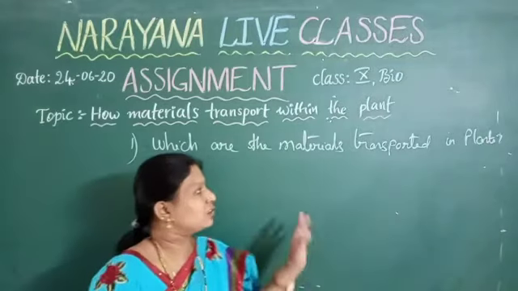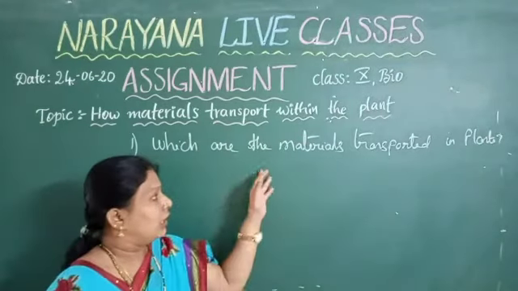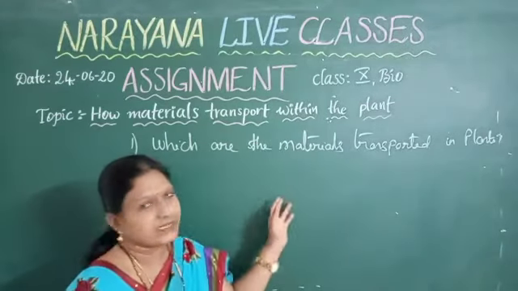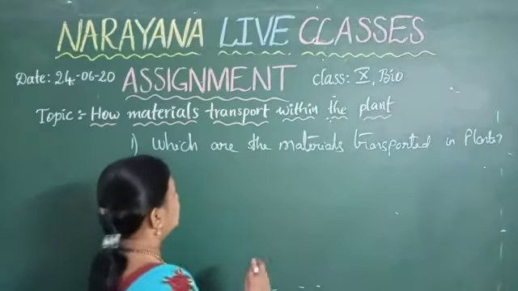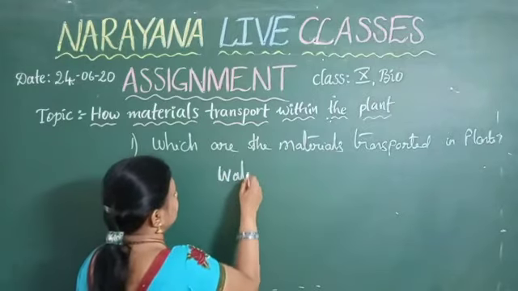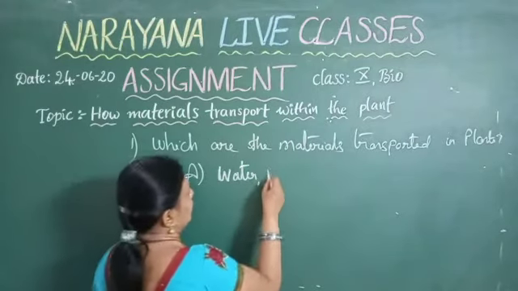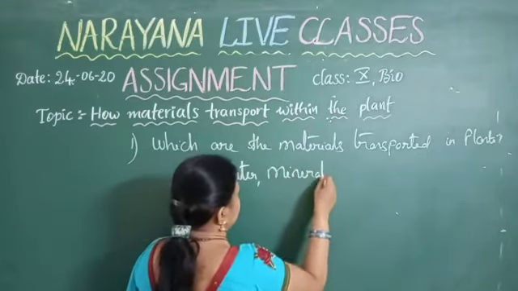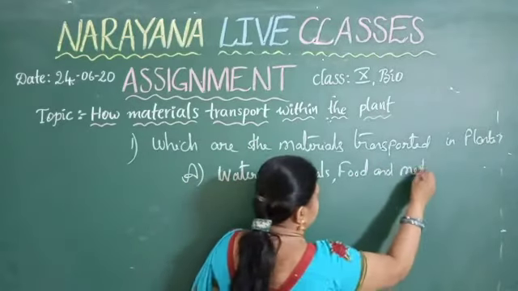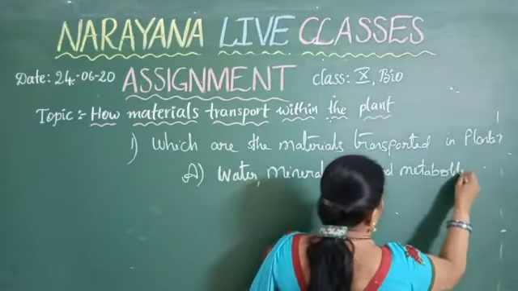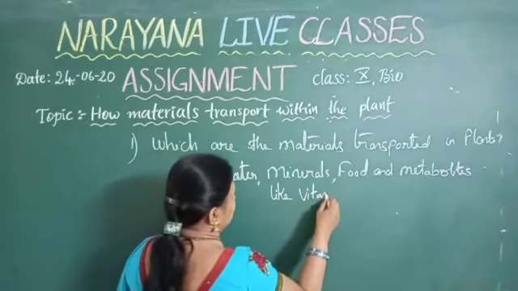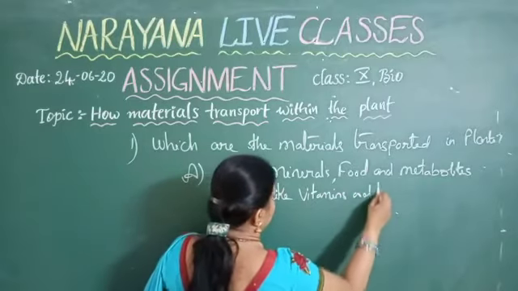The materials transported in the plant body are water, minerals, food and metabolites like hormones and vitamins.